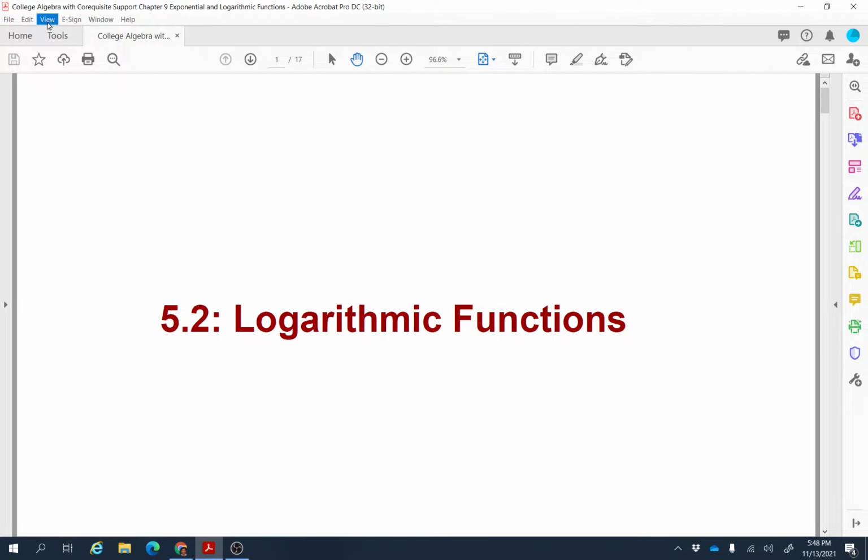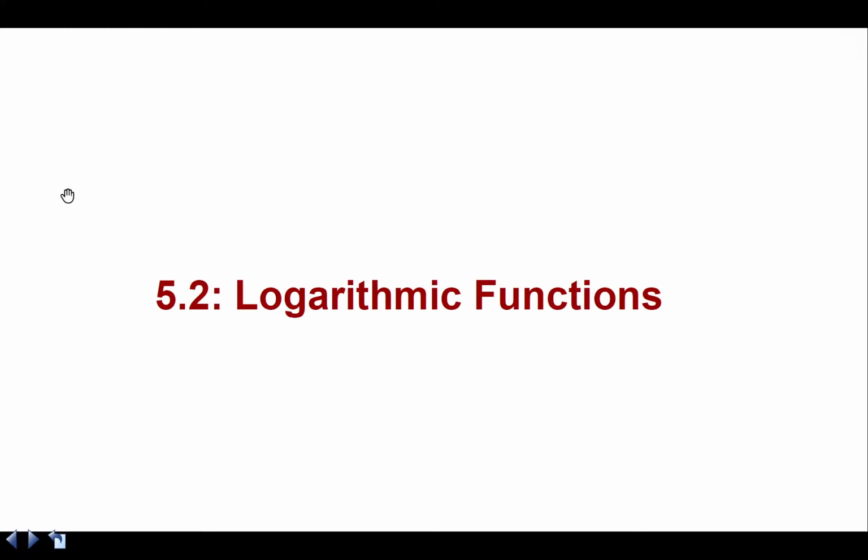Section 5.2, Logarithmic Function. In section 5.1 we discussed exponential functions, and this is how we define an exponential function.